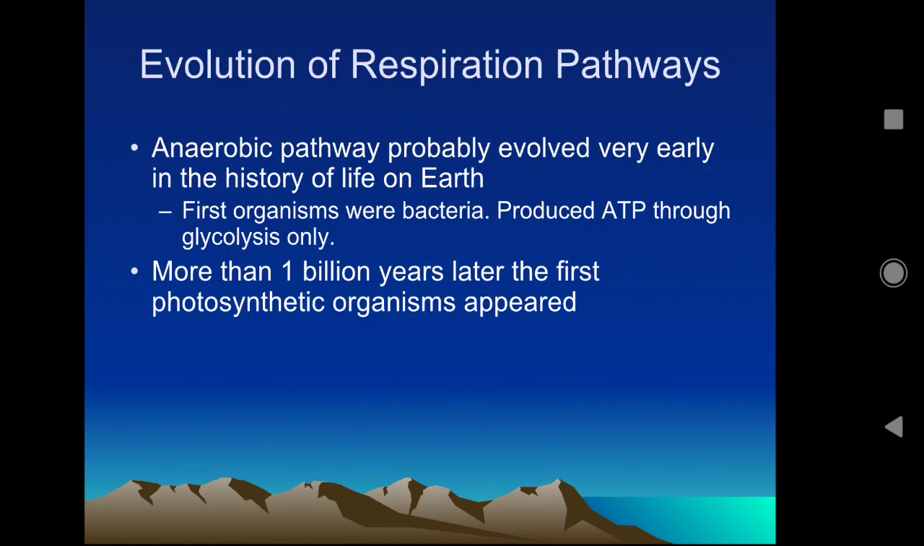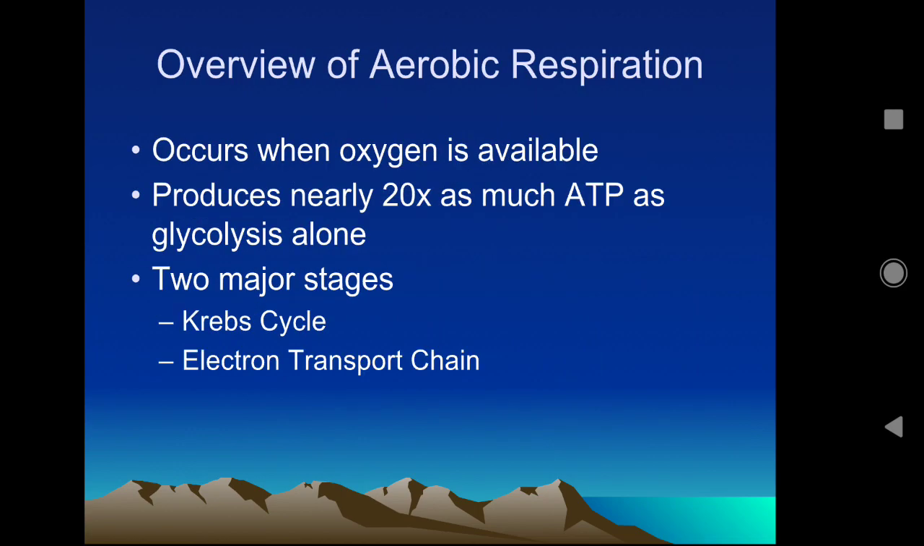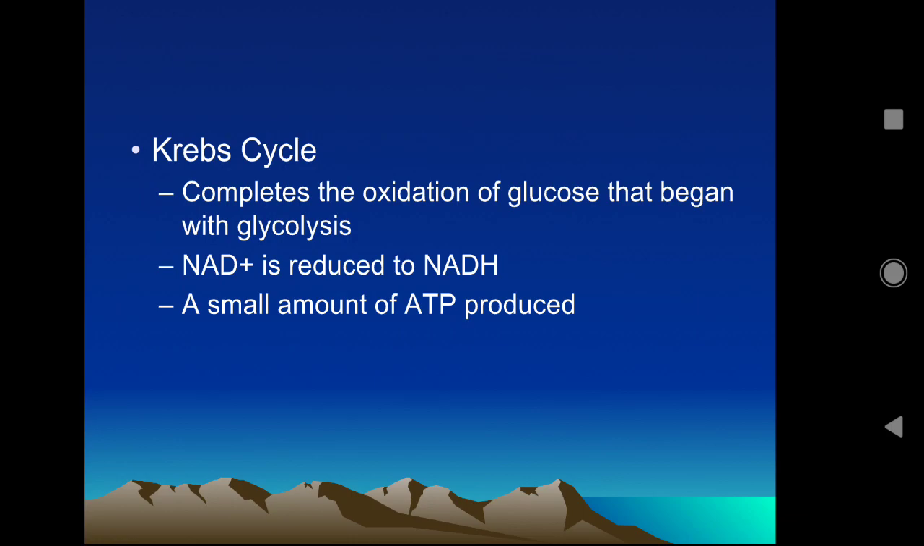This talks a little bit about the evolution of respiration pathways. So here's the overview of aerobic respiration. This is when oxygen is available. It's 20 times more efficient as glycolysis by itself. So if glycolysis makes a net gain of 2 ATP, this is going to be 20 to 25 times more efficient. So 2 major stages of aerobic respiration are the Krebs cycle and electron transport chain. These are going to occur after glycolysis if oxygen is available.